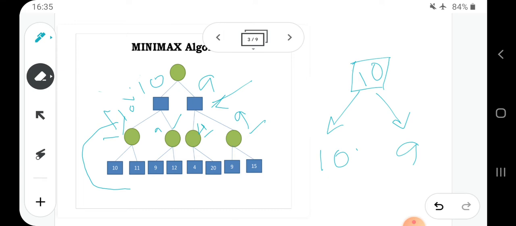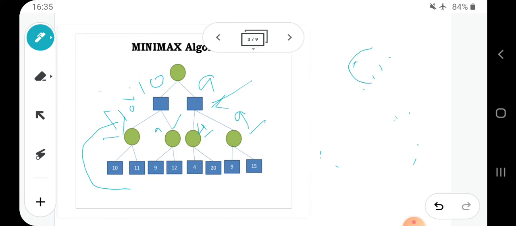Now coming back to the root level, which is an AND node. Under this AND node, we have two different values selected by the OR nodes, that is 10 and another one is 9. Since we know the principle of the AND node is always to select the minimum value, it will select 9, since among 9 and 10, 9 is the minimum value.